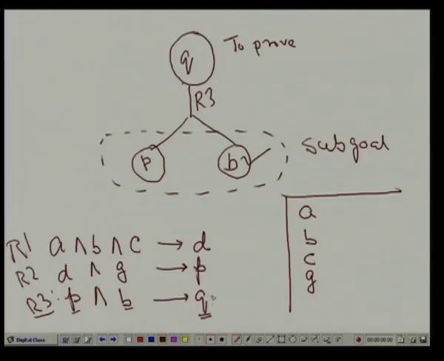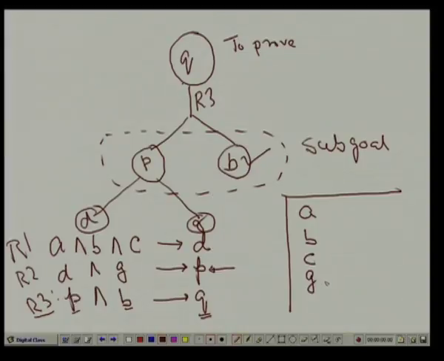Now, I look at the rule base and find out which rule can help me in proving P. I find this is the rule that helps me in proving P, and how can I prove that? If I can prove D and G. So, I create another set of sub goals, D and G, which I have to prove.